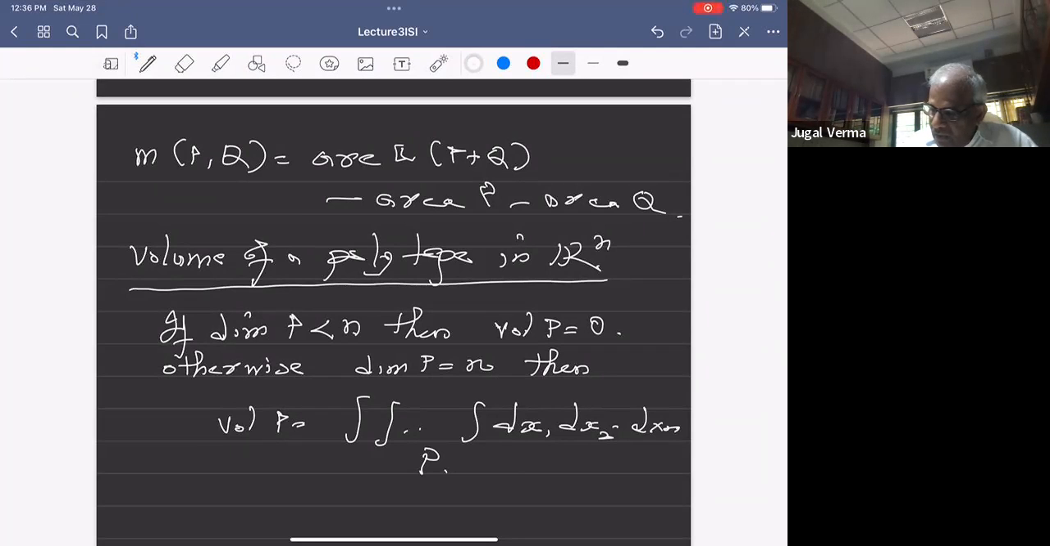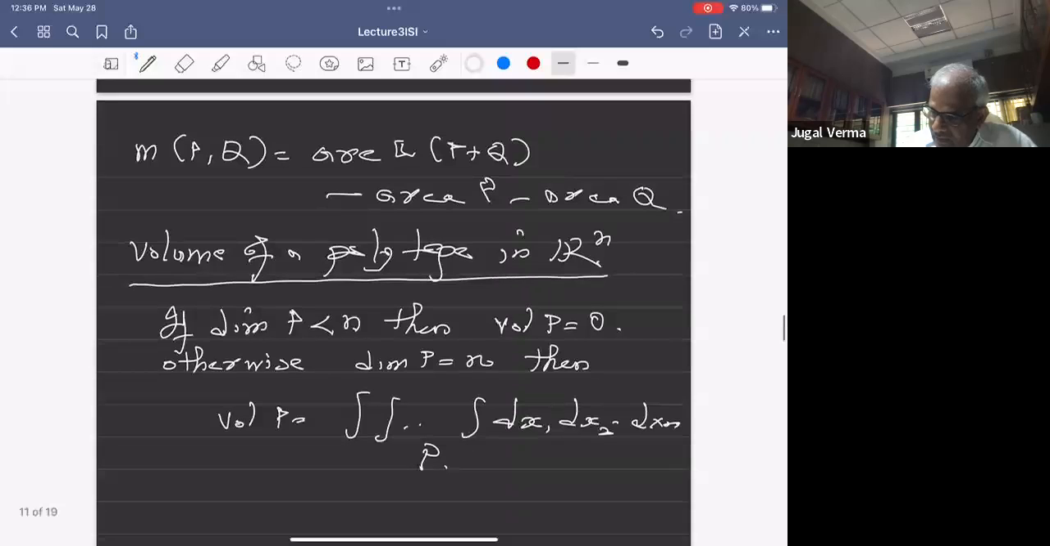So in that sense we have to take the area of P plus Q minus area of P minus area of Q. If P and Q were those two line segments, one along the x-axis, another along the y-axis, then the area of P is 0 and the area of Q is 0, but the area of P plus Q is 1. So that is the mixed area of those two unit segments, one on the x-axis, another on the y-axis.